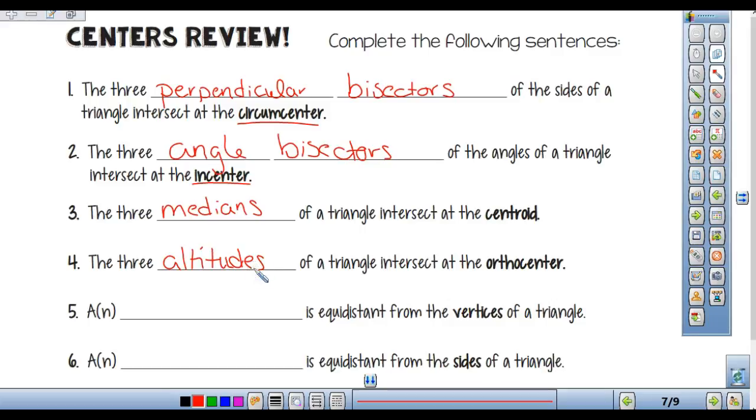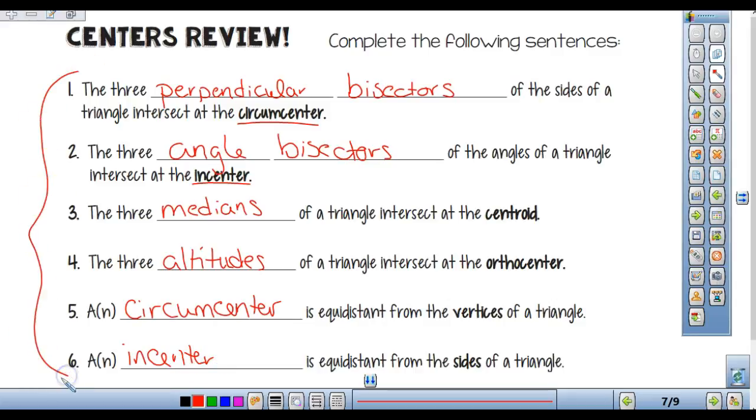Okay, and then a few of the special properties. What's equidistant from the vertices? The circumcenter, yep. The circumcenter is equidistant from the vertices. What is equidistant from the sides? The in-center is equidistant from the sides. I would know those properties.